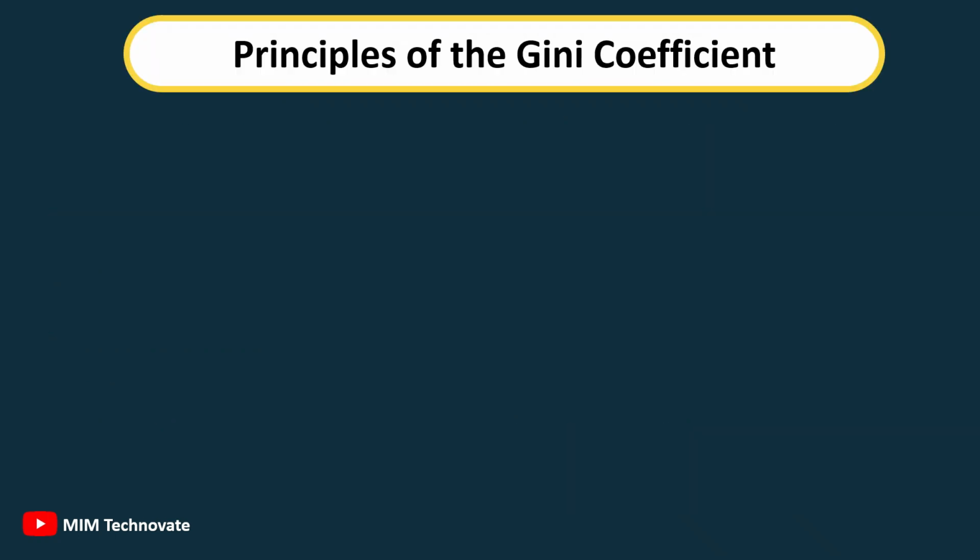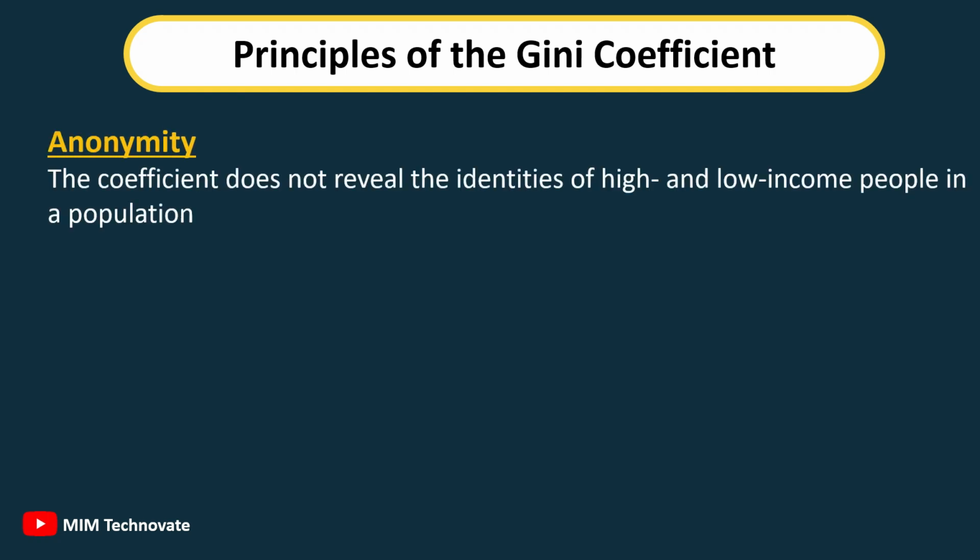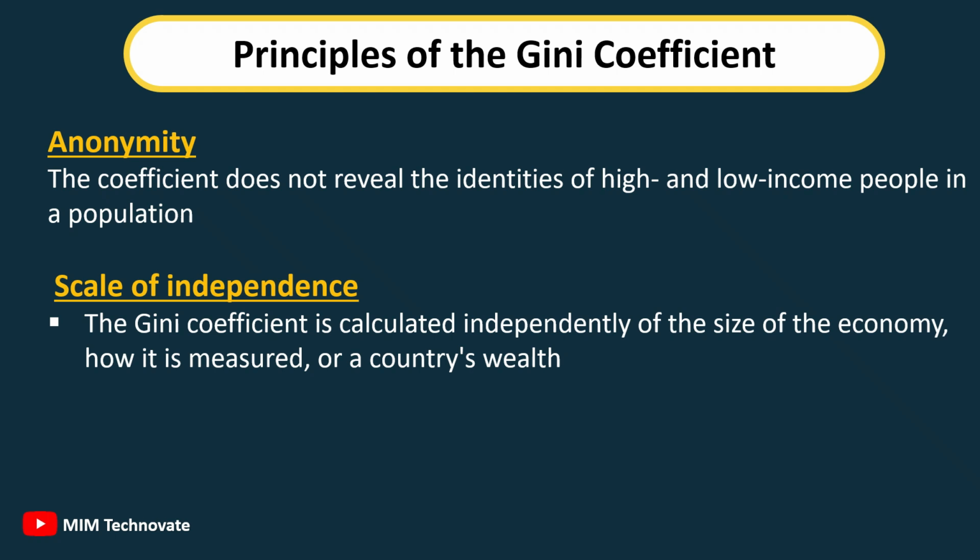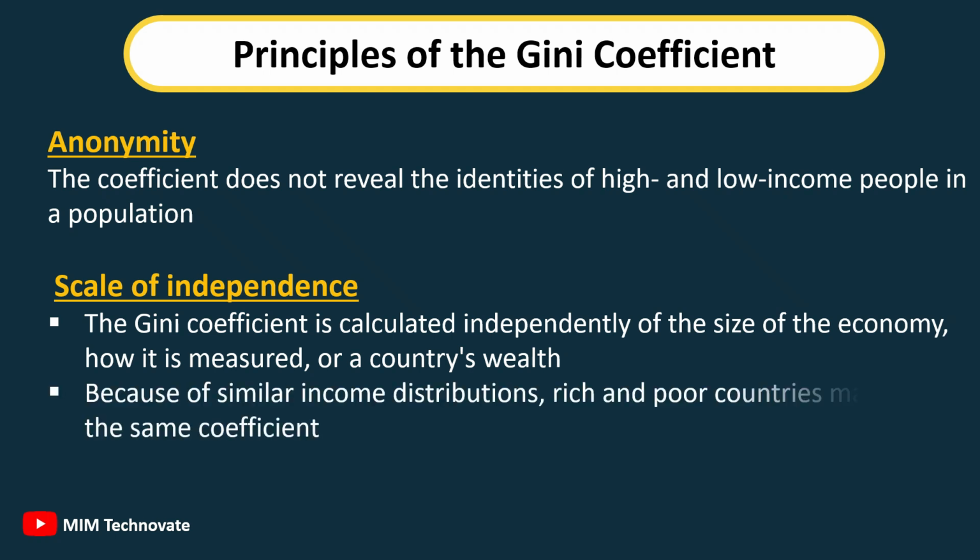Principles of the Gini coefficient. Anonymity. The coefficient does not reveal the identities of high and low-income people in a population. Scale of independence. The Gini coefficient is calculated independently of the size of the economy, how it is measured, or a country's wealth. Because of similar income distributions, rich and poor countries may have the same coefficient.